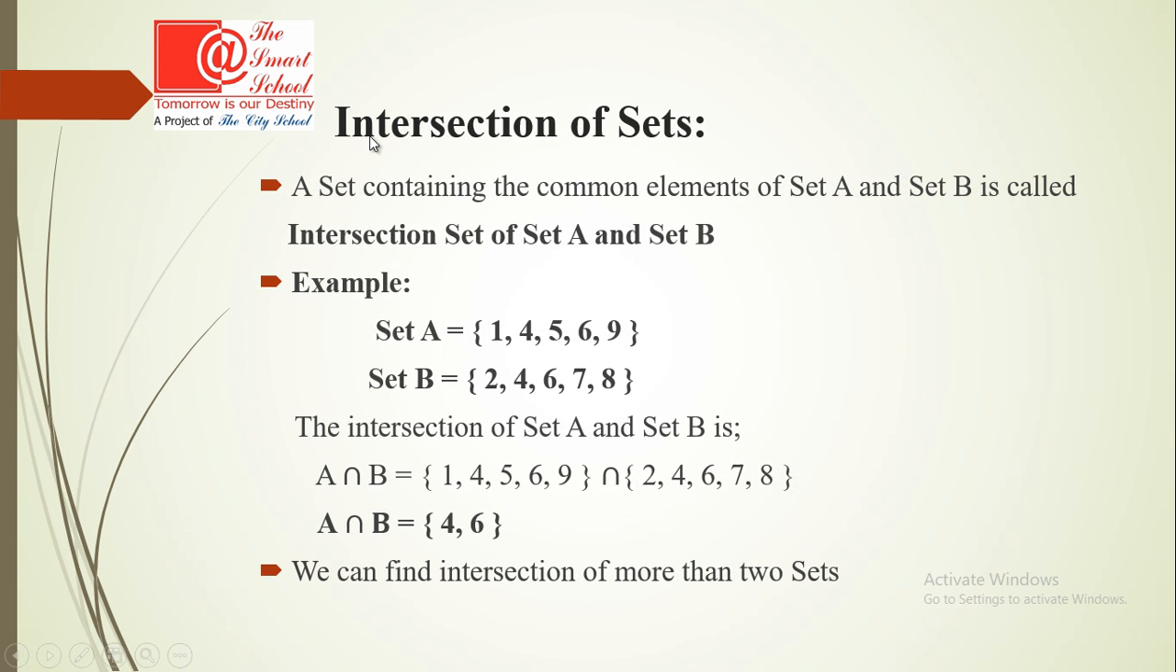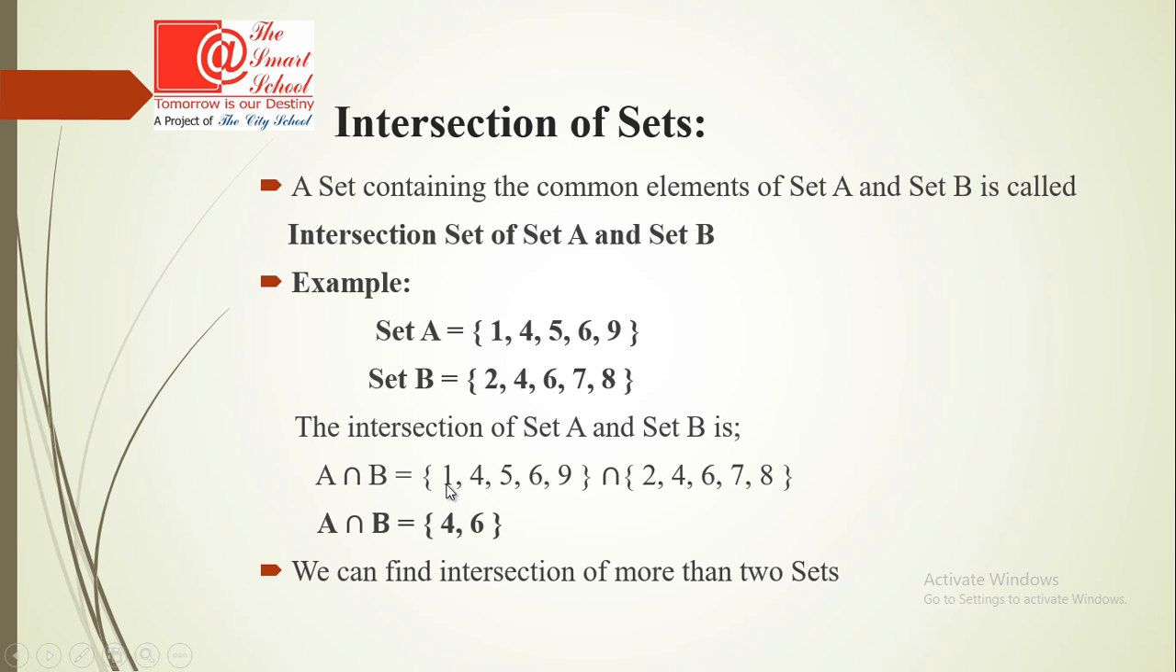Now, intersection of sets. A set containing the common elements of set A and set B is called the intersection of set A and set B. For example, set A is 1, 4, 5, 6, 9, set B is 2, 4, 6, 7, 8. Now, the intersection of set A and set B is, we will write A intersection B. This is the sign of intersection. We read it intersection. Now we will write elements of set A, then the sign of intersection, then elements of set B.